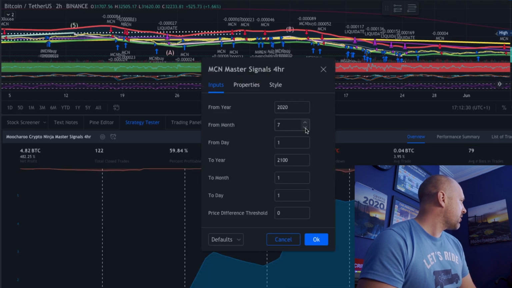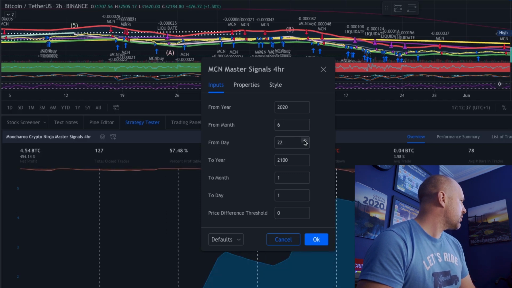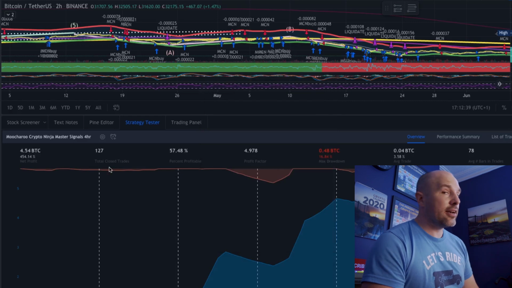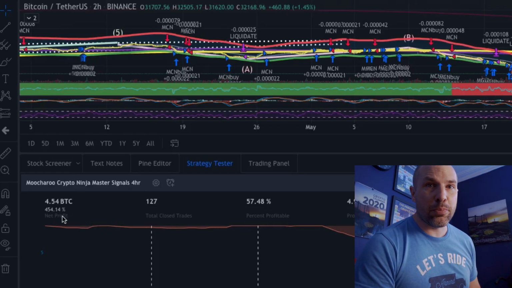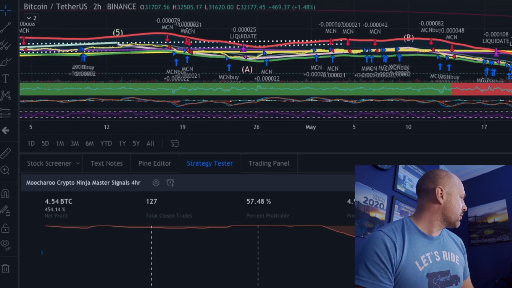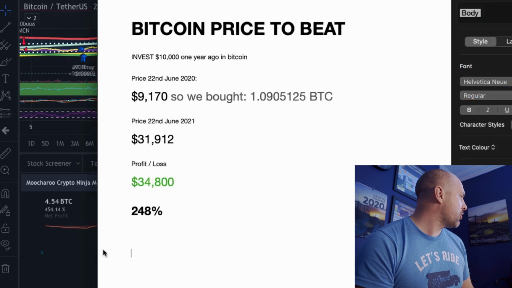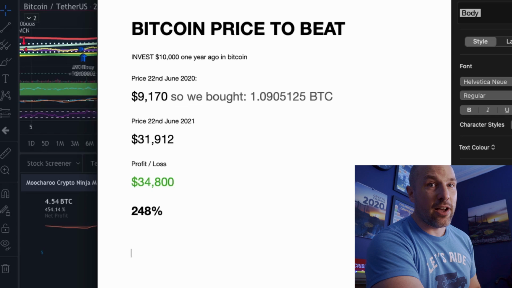So let's put that on basically this day last year. So June 22nd, there we go. That looks a bit more like it. So now if you had used the MCN 3.0 signals, you are up 454% on Bitcoin. Much, much, much better, almost double what you'd have got from just plain old HODLing. 454 versus 248. I know which one I would rather.